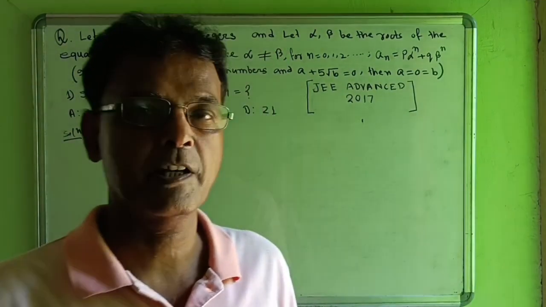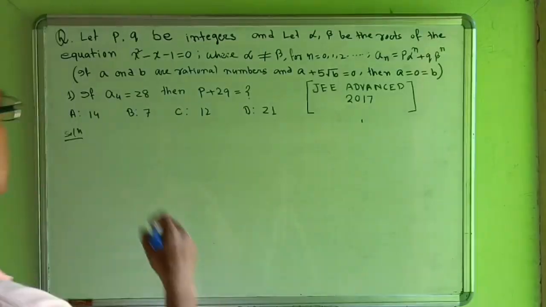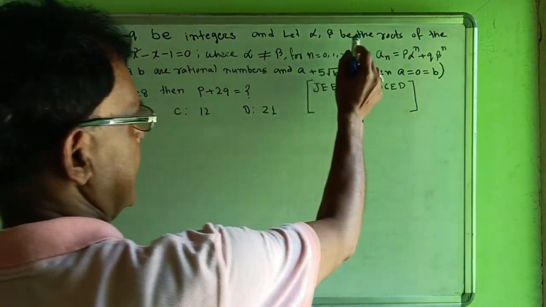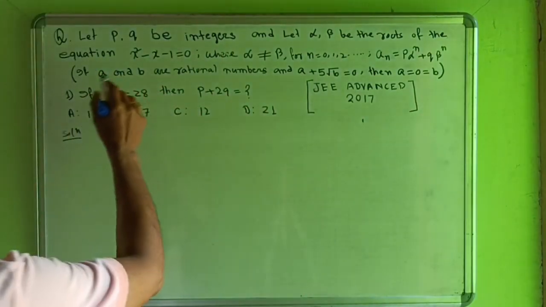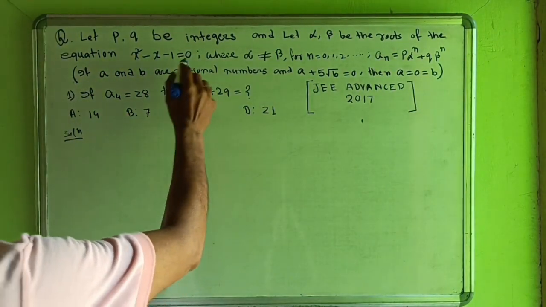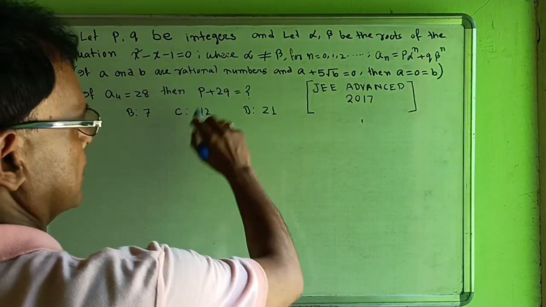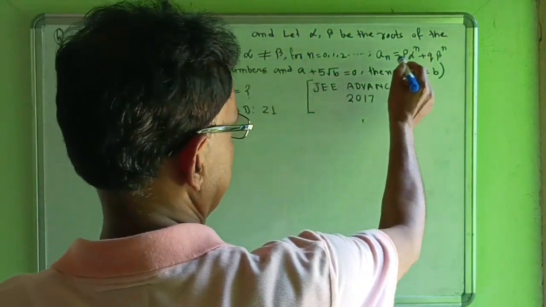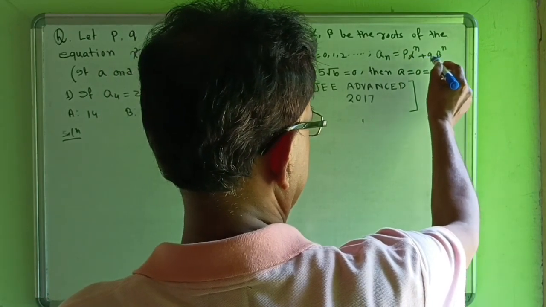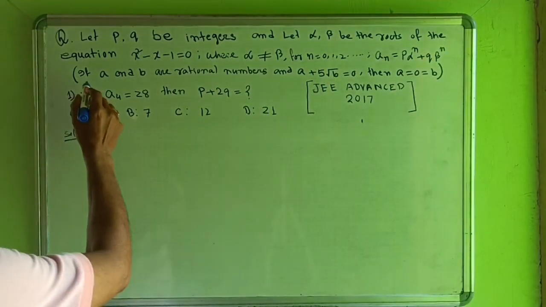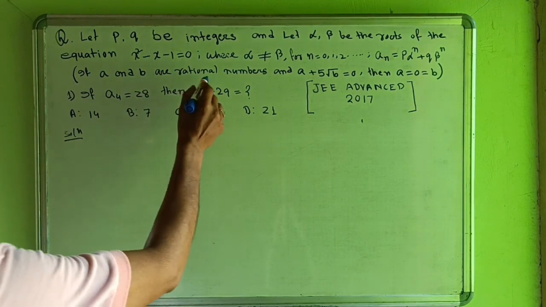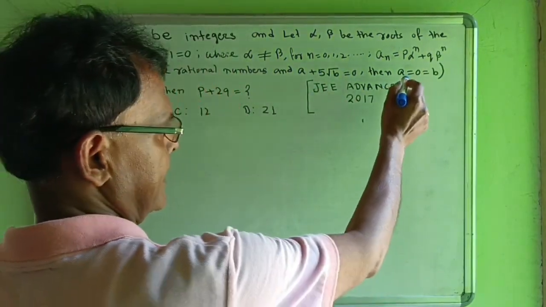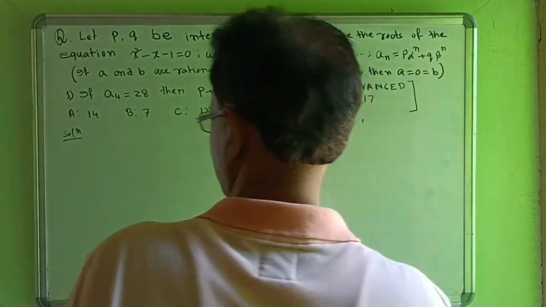We are going to discuss very important questions. The question is given: let p, q be integers and let alpha, beta be the roots of the equation x square minus x minus 1 equal to 0, where alpha is not equal to beta. For n equal to 0, 1, 2, 3, and so on, a_n is equal to p alpha to the power n plus q beta to the power n. Also given, if a and b are rational numbers and a plus 5 root b is equal to 0, then a is equal to b is equal to 0.